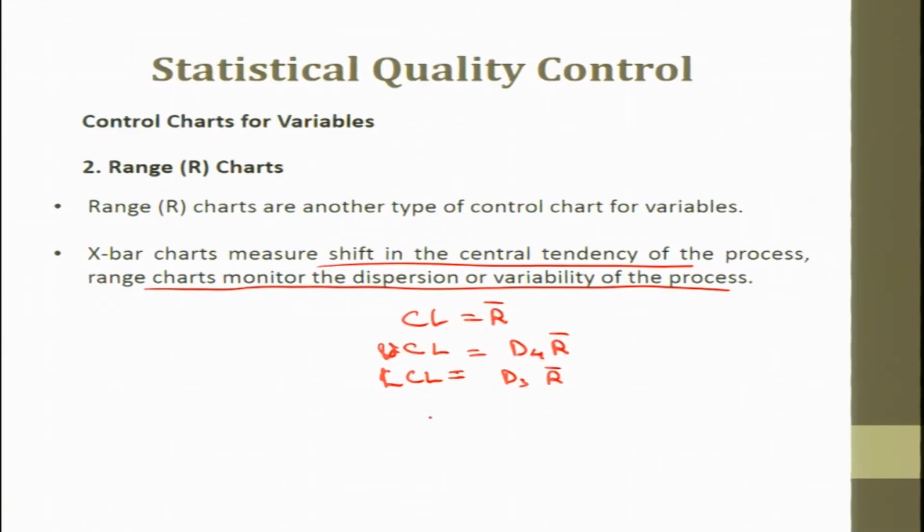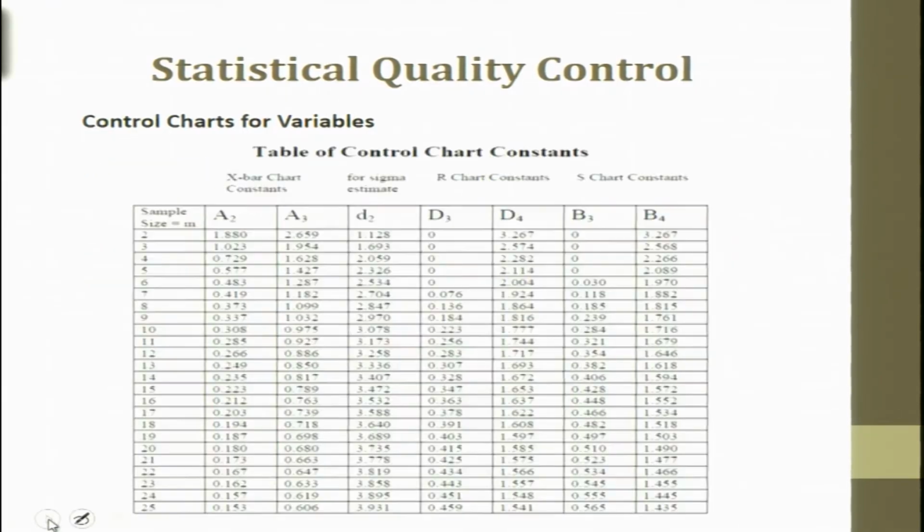So, what are these D3 and D4? These are the values obtained from the table of control chart constants. I have also put it here. This is the value of D3 and D4 for the R chart. These are the R chart's constants, and this is for the sigma estimate. I will just let you know what this is.